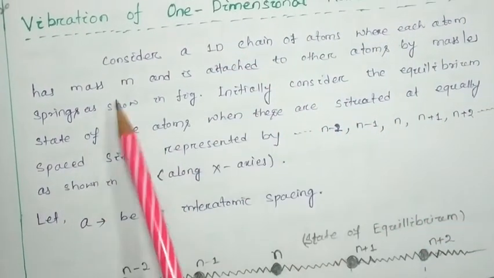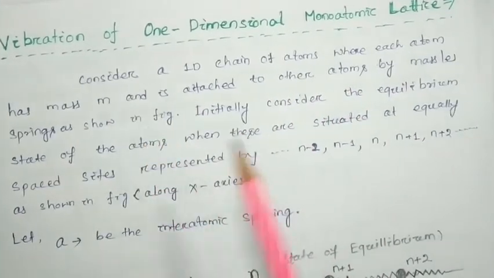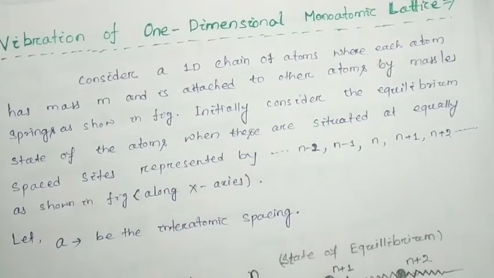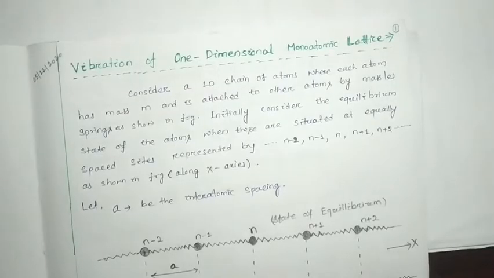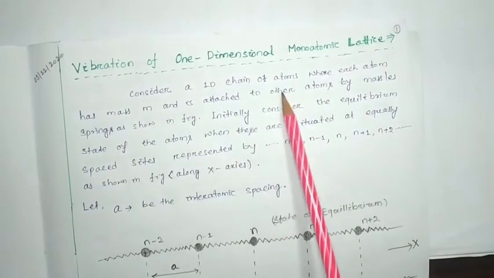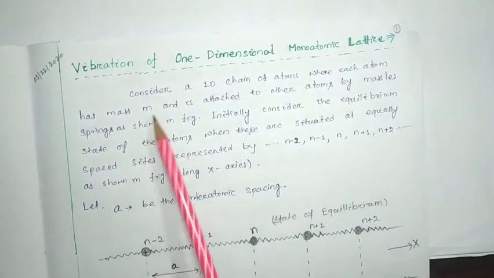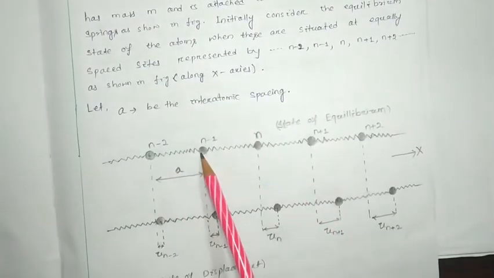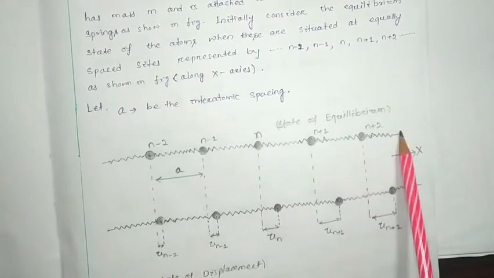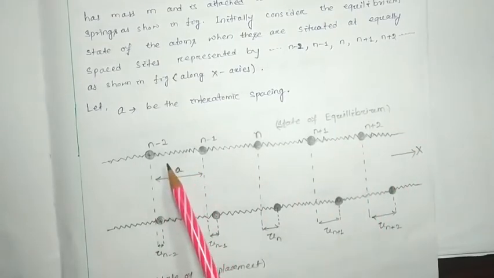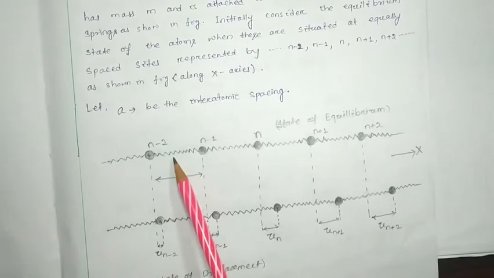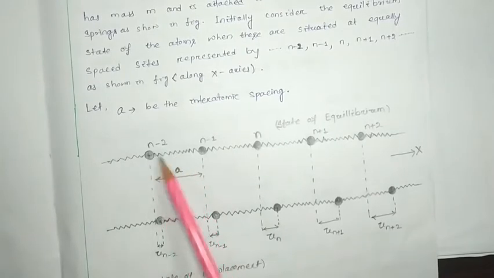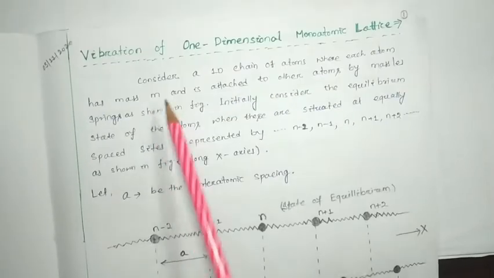So first, whatever the situation is in our figure, it is written in these 3 to 4 lines. I am just reading, you just watch it. Consider a one-dimensional chain of atoms where each atom has mass m and is attached to the other atoms by massless springs. So here each atom is attached with a spring, where the mass of the spring is taken as 0, meaning massless spring, and each atom has mass m.